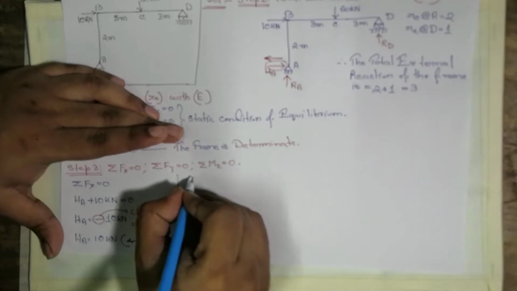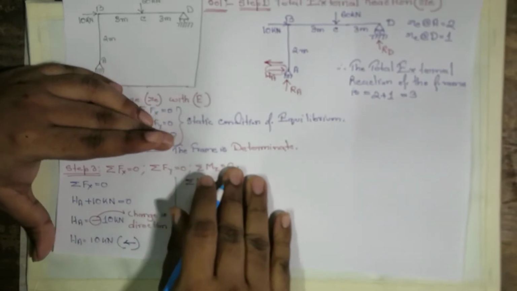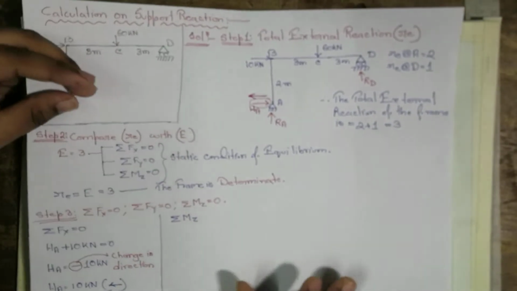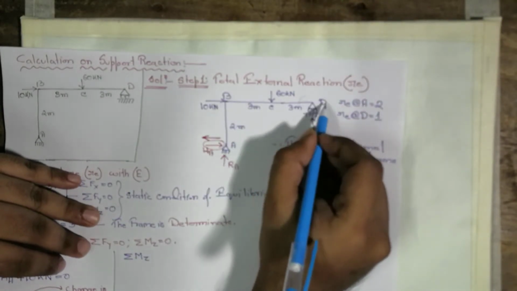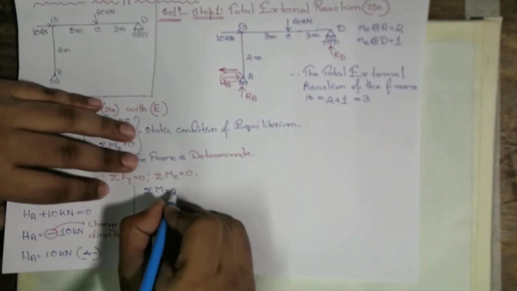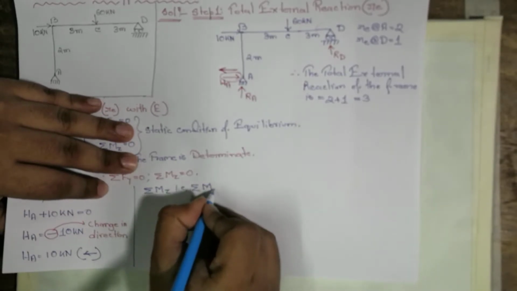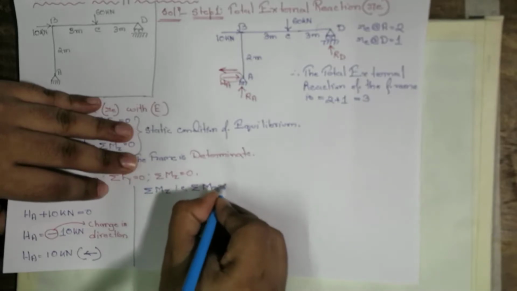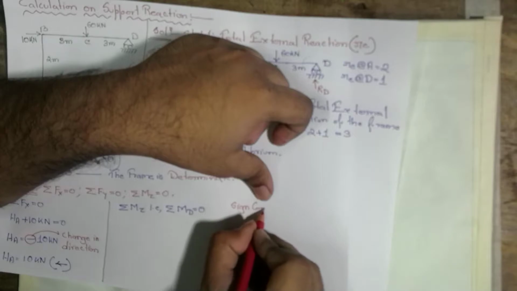Okay. Now we are going to consider another equilibrium equation, which is summation of Mz equal to 0. In this case, we are going to consider summation of all the moments about point D to be 0. That is, summation of all the moments acting at point D will be 0. It is a very important part for the sign convention.